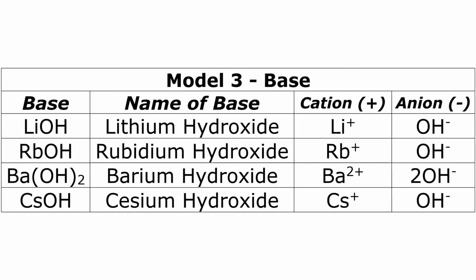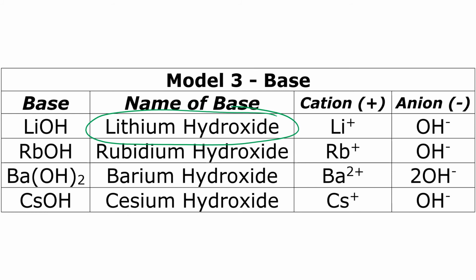Last but not least, Model 3, bases. So we have 4 bases here. The name for each of the bases listed: lithium hydroxide, rubidium hydroxide, barium hydroxide, cesium hydroxide. The cation and anion are listed as well.